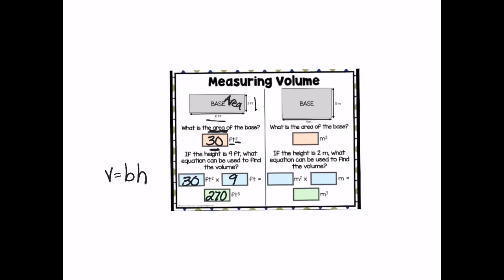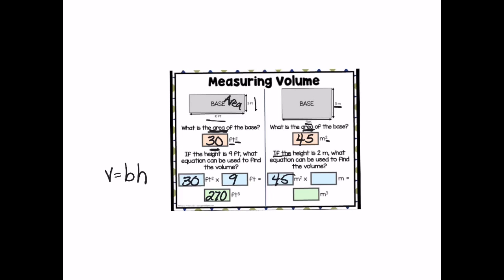Okay, let's do the next one. The base is 9 meters by 5 meters. So what is the area of the base? Well, 9 times 5 is, you got it yet? 45 meters squared. Don't forget to put that down. So we have 45 meters squared.